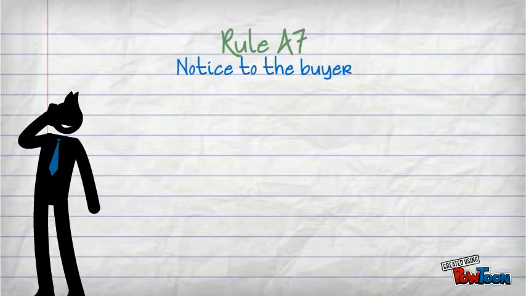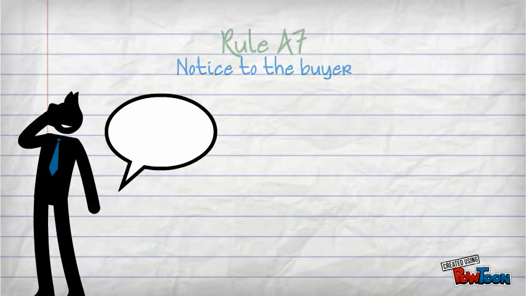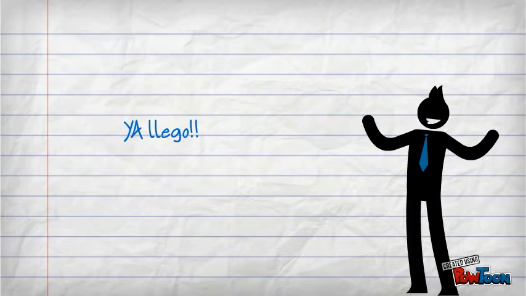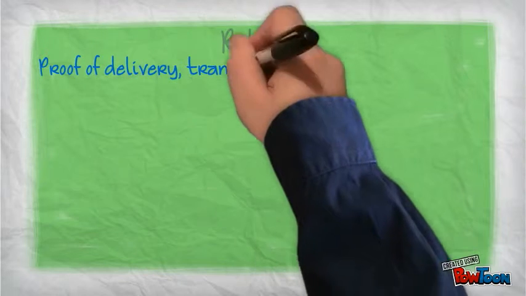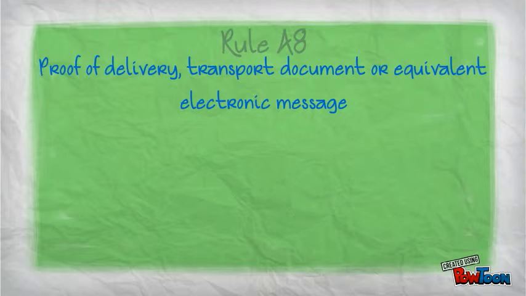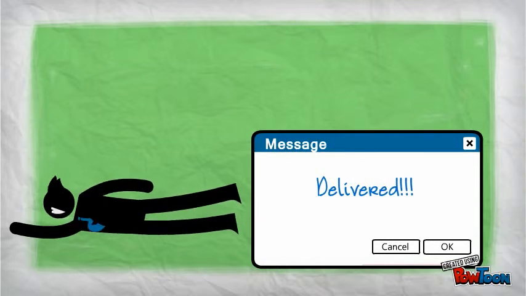Rule number 7. Notice to the buyer. The seller must give the buyer sufficient notice that the goods have been delivered on board. Rule number 8. Proof of delivery, transport document or equivalent electronic message. The seller must provide the buyer at the seller's expense with the usual document in proof of delivery.